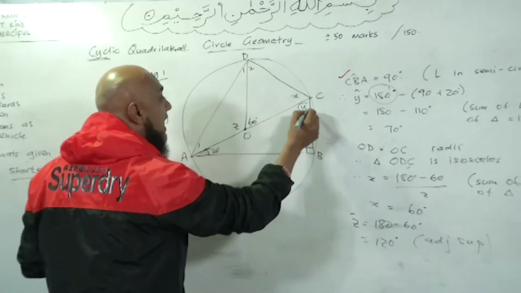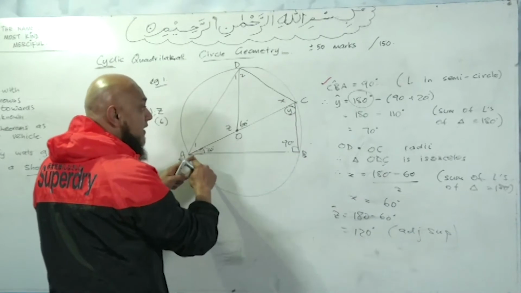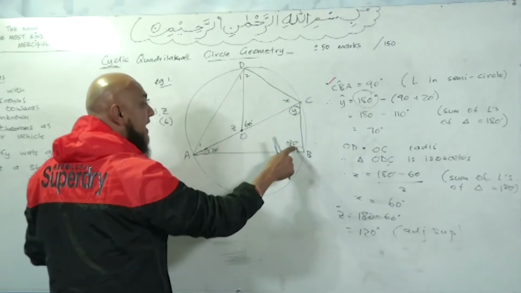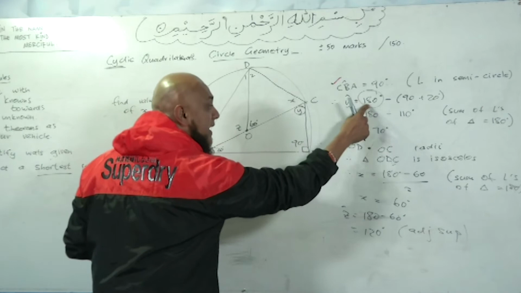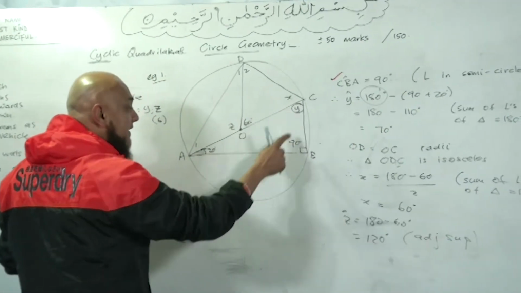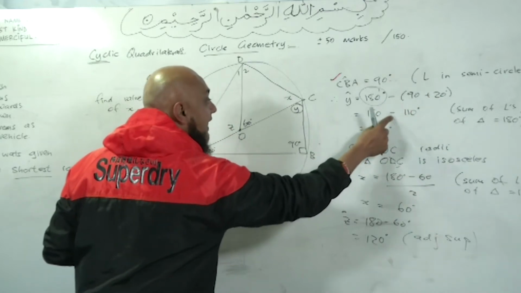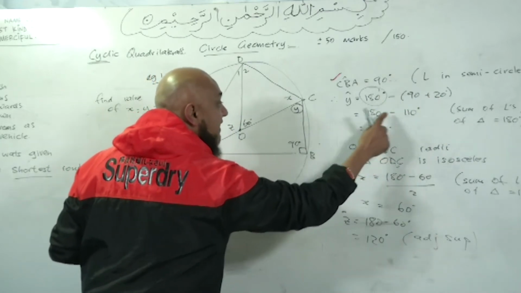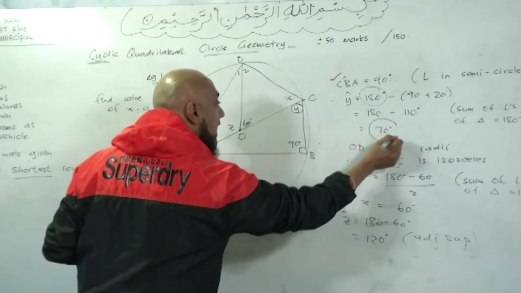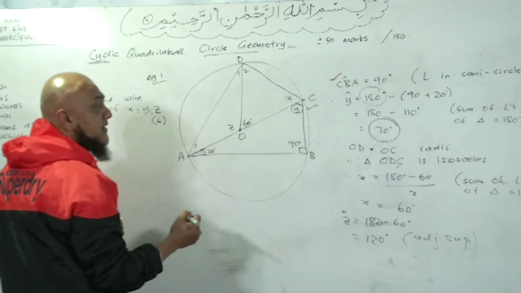Therefore, angle Y, this is a triangle. So angle Y is equal to, we know the sum of angles of a triangle add up to 180. So it's 180 minus 90 plus 20. 90 plus 20 is 110. 180 minus 110, Y is equal to 70 degrees.